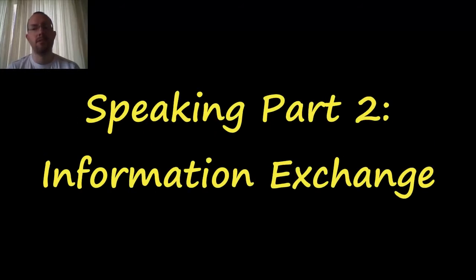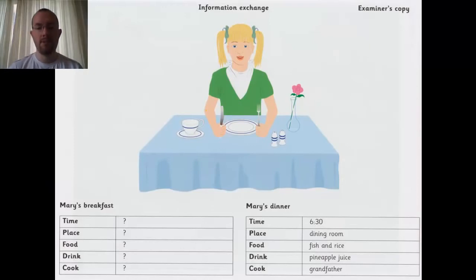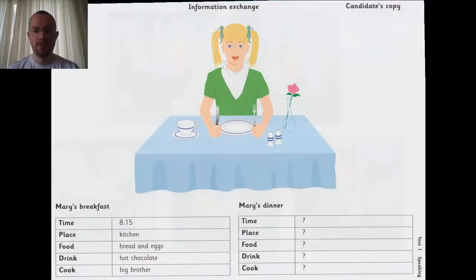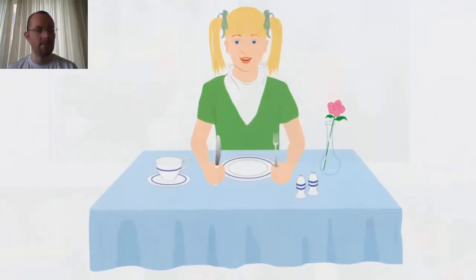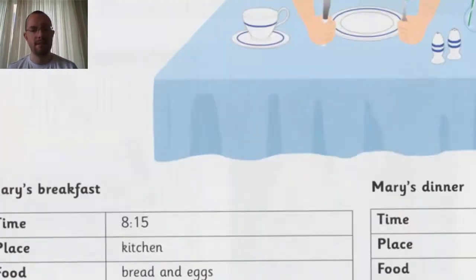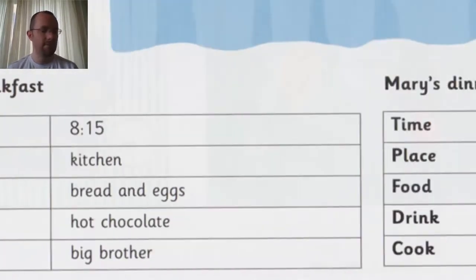This time we are looking at speaking part 2 called the information exchange. Again, you will see two papers at the start. One is the examiner's copy and one is your copy. There's a picture and under the picture some information. In this example, a girl, Mary, sitting at a table, Mary's breakfast, Mary's dinner.